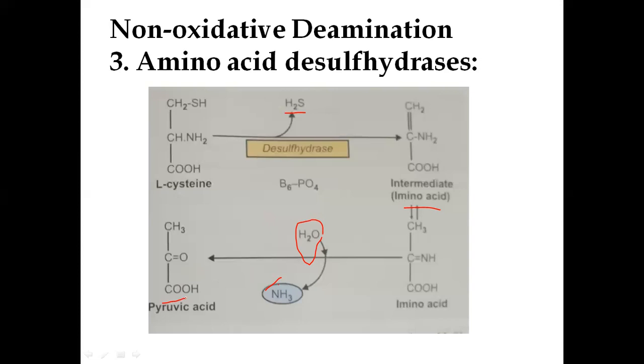In all these three deaminations, we have seen the removal of NH2 in the form of NH3 in the absence of oxygen. So oxidative deamination takes place in the presence of oxygen, whereas non-oxidative deamination takes place in the absence of oxygen, but in the presence of a specific enzyme, and later they remove the NH2 group in the form of NH3.